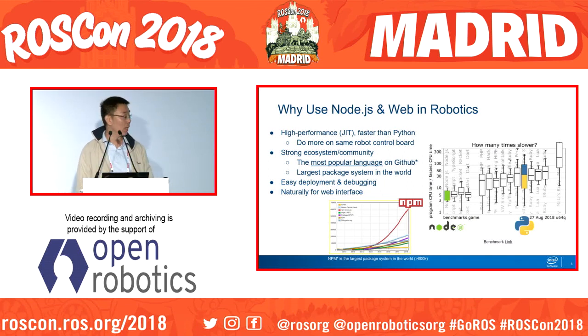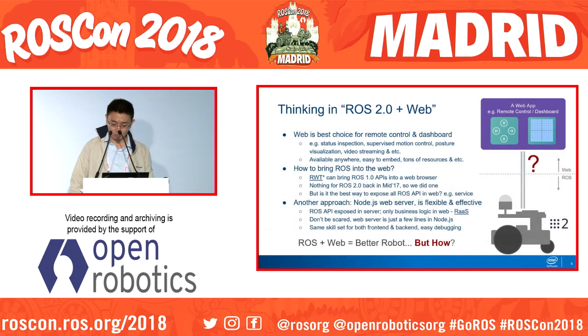For the ecosystem and the influence, JavaScript has the largest number of pull requests on GitHub. You can see another diagram on the bottom. NPM, which is the package manager, hosts hundreds of thousands of packages covering most of your requirements. So Node.js apps are easily deployed. Next, I'm going to talk about some ideas we want to deliver about ROS on web.